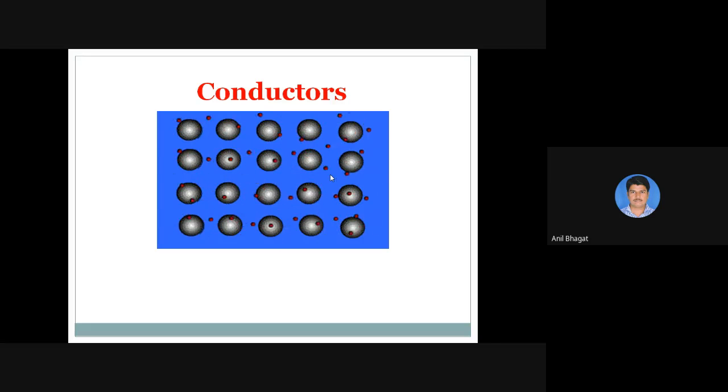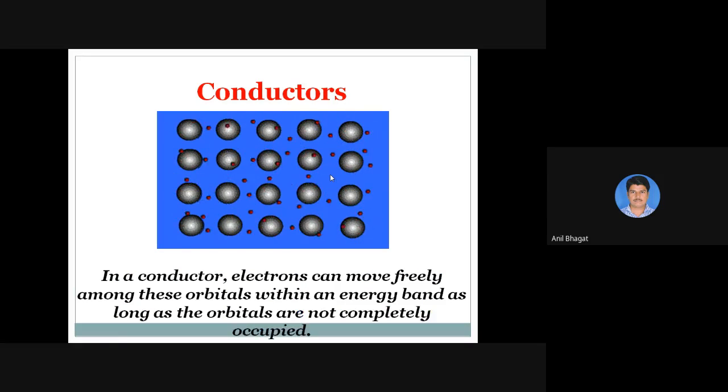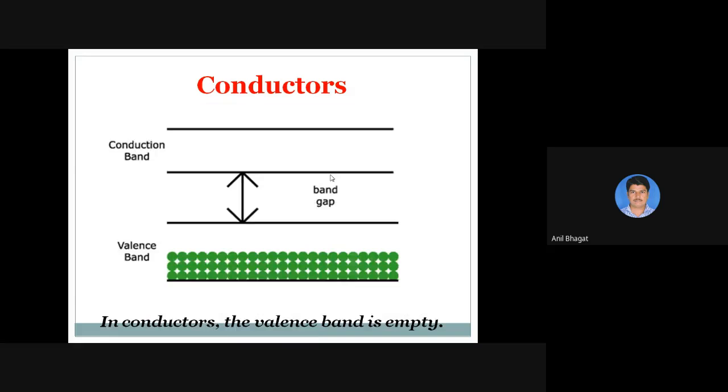So the next example is copper. You know that copper and aluminum are good conductors of electricity, and are used to carry electricity from one place to another place. In a conductor, the electrons can move freely among these orbitals within an energy band as long as the orbitals are not completely occupied. This is very important.